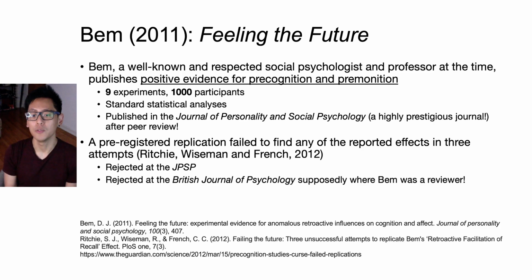So for those of you who are unfamiliar, precognition and premonition is the ability to predict the future, to know what's coming. In this paper, it had 9 experiments and 1,000 participants, and seemingly standard statistical analyses such as t-tests and ANOVA. It was also published in the Journal of Personality and Social Psychology, a highly prestigious journal, and this was after peer review.